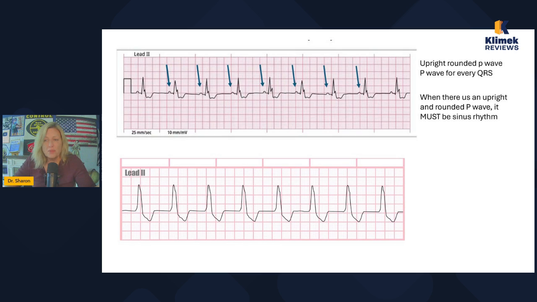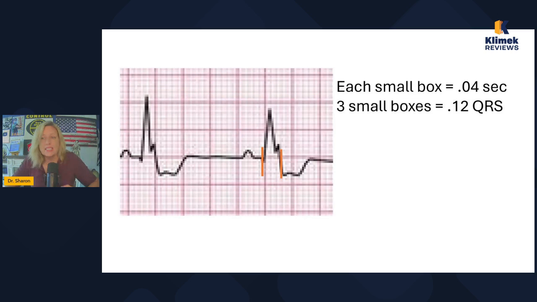Now, you may say, how can this be a sinus rhythm? That QRS looks weird. You're right, the QRS does look weird. But when we say it's a sinus rhythm, that means the rhythm is being controlled by the sinus node. The first word of any rhythm tells you what's controlling the rhythm. So a sinus rhythm is being controlled by the sinus node. An atrial rhythm is being controlled by someplace in the atria. A junctional rhythm is being controlled by the AV node, and a ventricular rhythm is being controlled by the ventricles. So when you say it's a sinus rhythm, all you're saying is that it's being controlled by the sinus node. And you know that when you have an upright and rounded P wave, so it has to be a sinus rhythm.